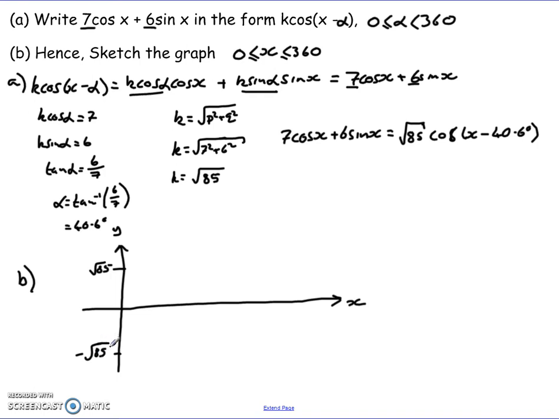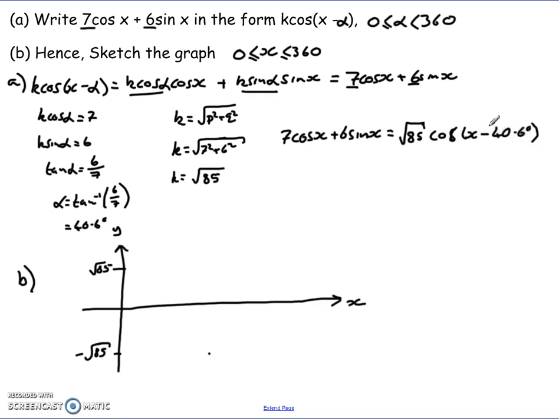Now it's a case of focusing on these because we know when they occur in x. We know that this occurs at 0, this occurs at 180 degrees, and then back to 0 again. However, this here transforms our graph in the x direction. So that means we have to take that into account. Now, in this case, it's x minus 40.6 degrees.